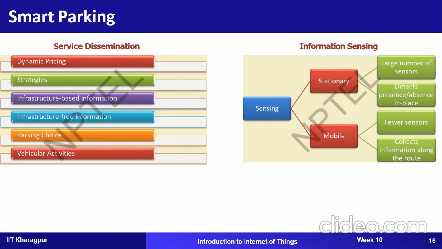Now the information sensing can be stationary as well as mobile. So in case of your stationary, a large number of sensors are there, and it can detect the presence or absence in a particular place. However, in case of your mobile sensing, fewer number of sensors are required, and it can collect the information along the route. Since the sensors are moving, it is not necessary that it can only sense the environment of a particular place. So it can get the information along the routes.